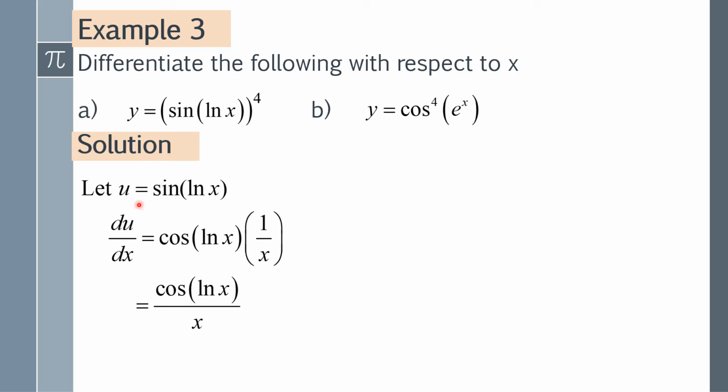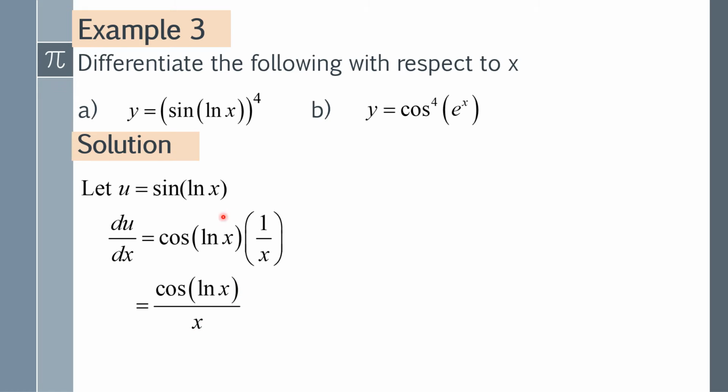For the first one, we let u equal sin(ln x). Then we differentiate u with respect to x. Differentiate sin, we get cos, then the angle we just copy. After that, we differentiate the angle ln x, we get 1 over x. Simplify, we have cos(ln x) over x.